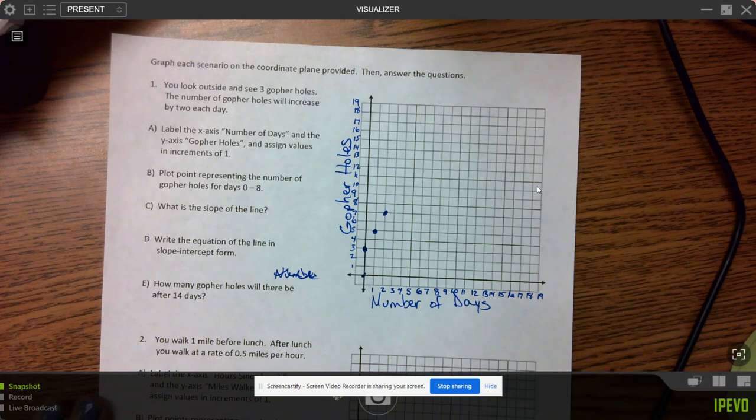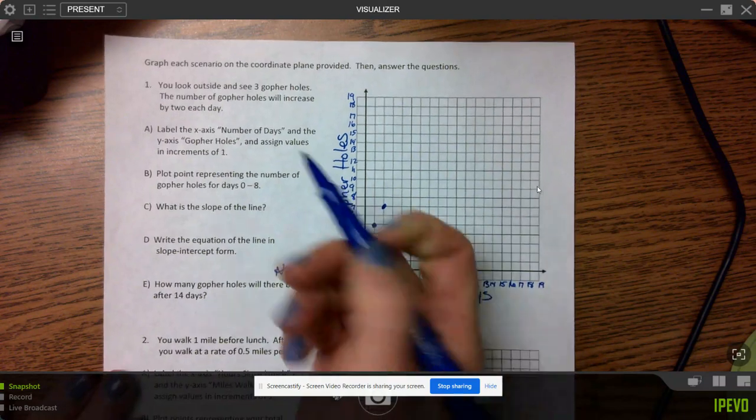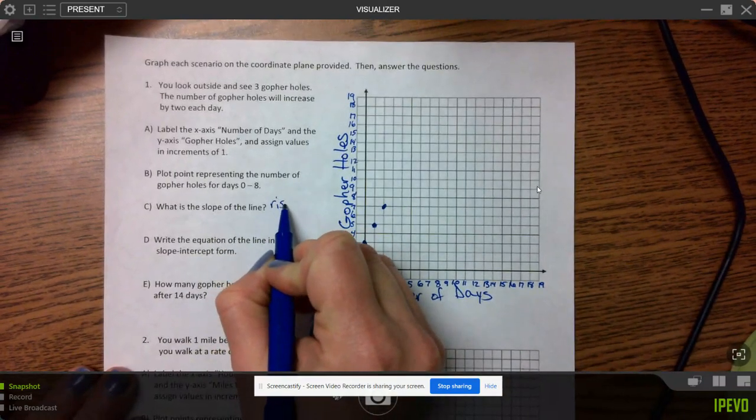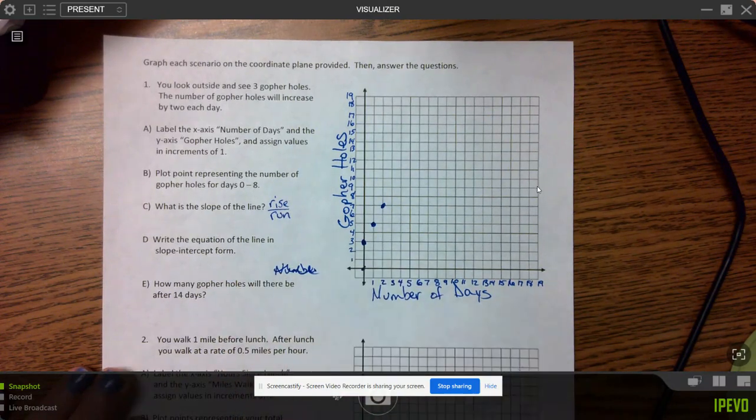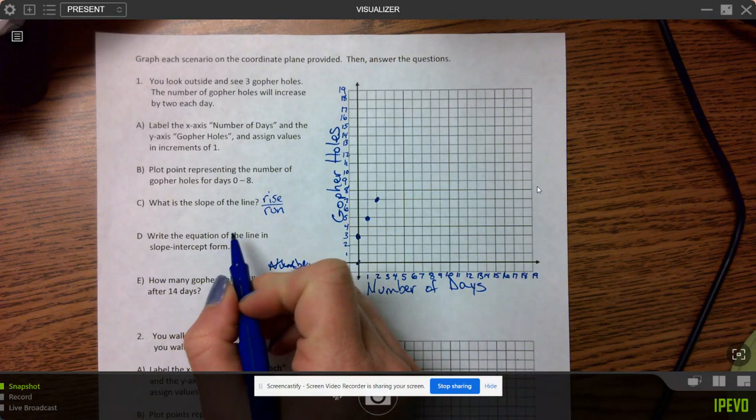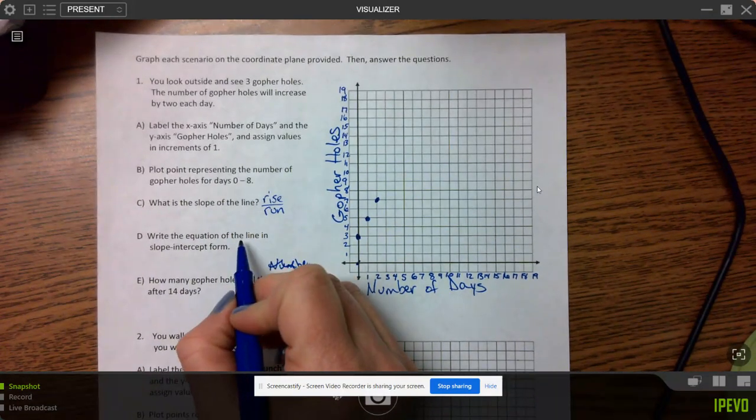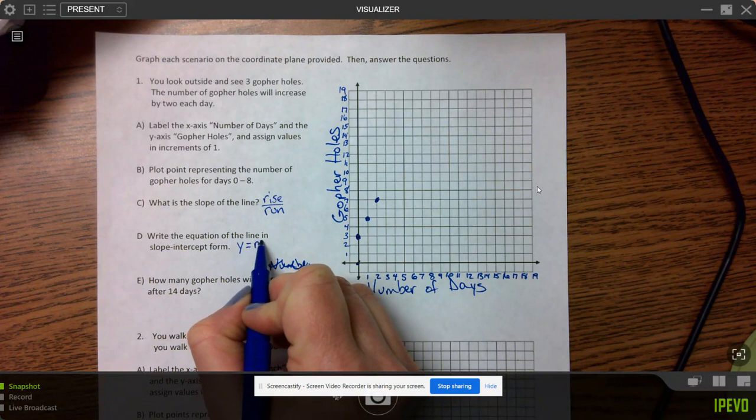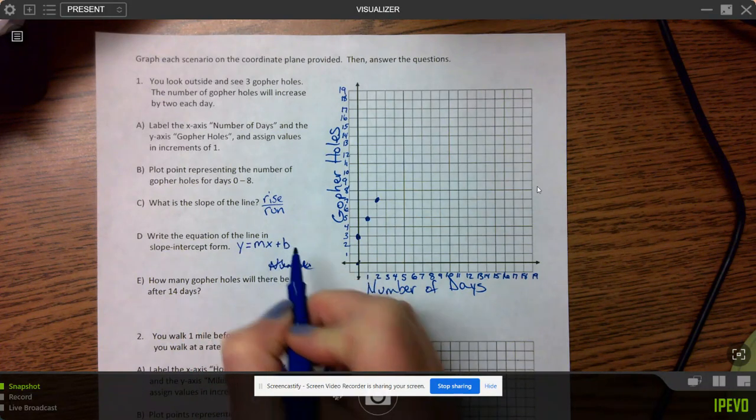For C, it says, what is the slope of the line? Remember, slope is that rise over run. So you need to write down the rise over run. What is the slope? You're going to write it down. We're not going to share it. You find the slope, rise over run. Then it says, write the equation of the line in slope-intercept form. Who can remind us what slope-intercept form is? What does that equation look like? Colin? Y equals mx plus b.